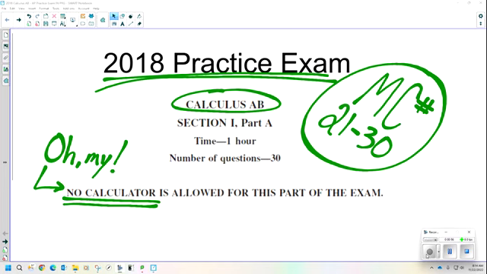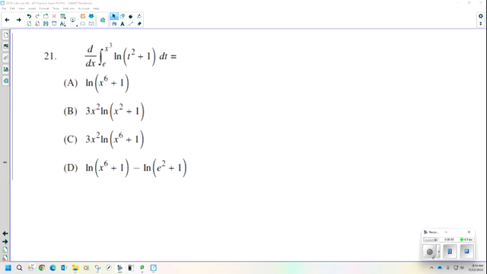Let's start. 21. D over dx. So take the derivative of the integral from e to x cubed of the ln of t squared plus 1 dt. Beautiful, easy problem to start with. First of all, if I'm taking the derivative of an integral, they will cancel. And what makes this even better is there's a constant in the lower bound and a variable in the upper bound. So my derivative is going to cancel with my integral. And when the integral goes bye-bye, so does dt.